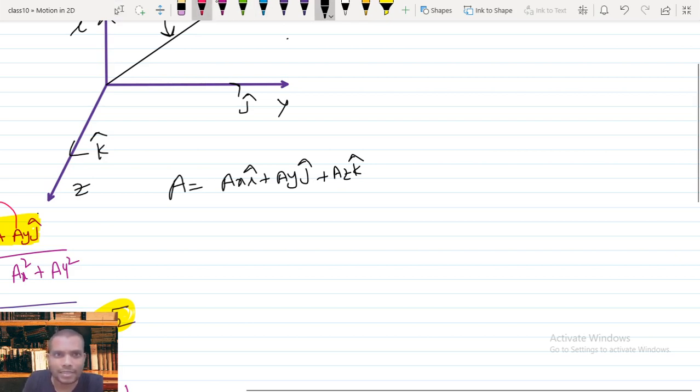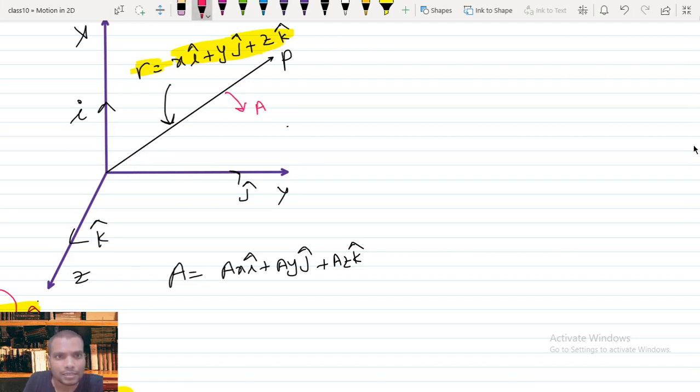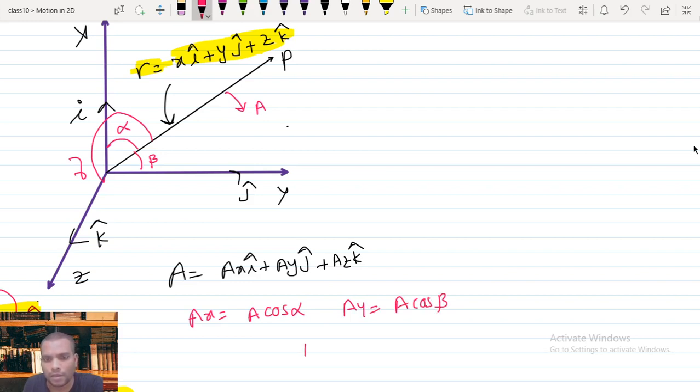So before that I need to mention the angle set here. If the given vector, this vector you have taken as a, makes an angle alpha with the x-axis, beta with the y-axis, and gamma with the z-axis. Therefore we can write that ax equals a cos alpha, ay equals a cos beta, and az equals a cos gamma.